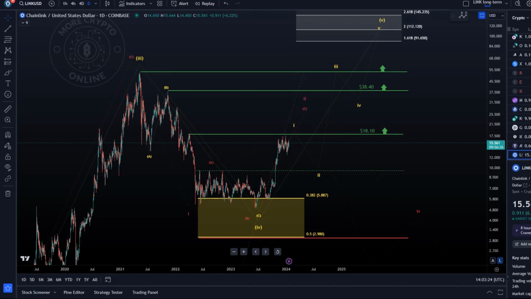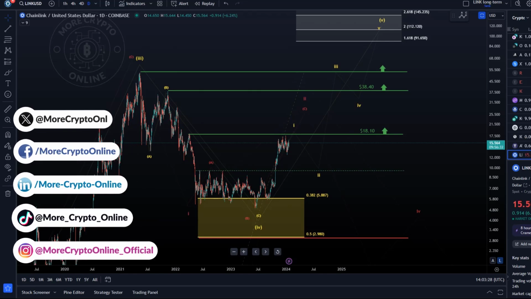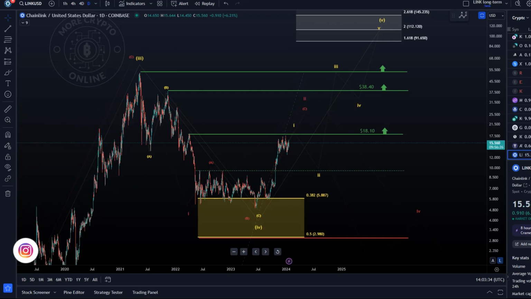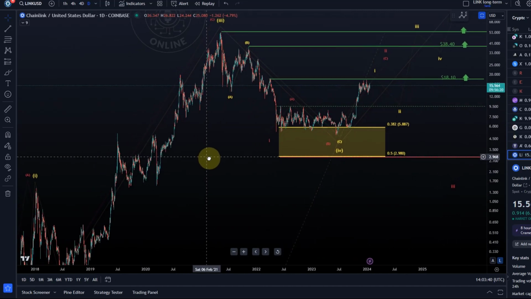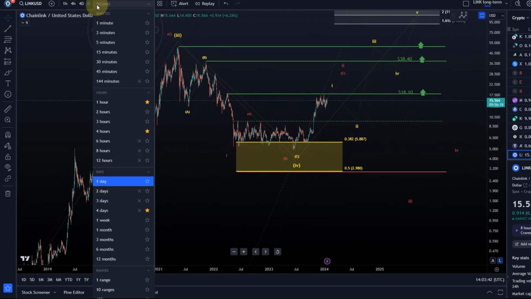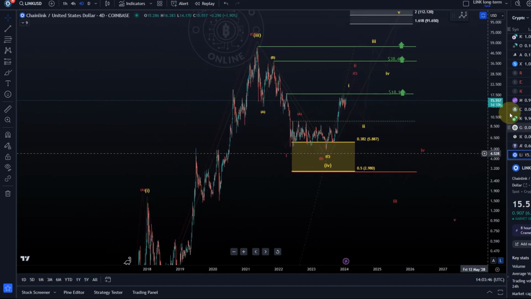We want to start on the larger time frame wave count, looking at the bigger picture on the LINK chart. We talk about the bullish and bearish scenario in this video. First of all, let's look at the long-term chart, which is basically the daily chart here in this instance. Maybe we should switch to 4 days because then we can see the entire chart.